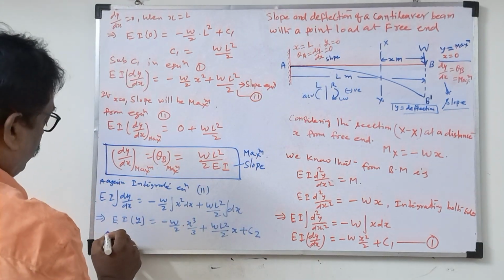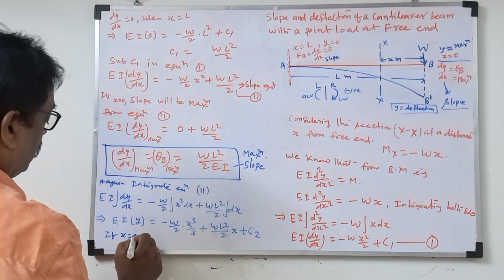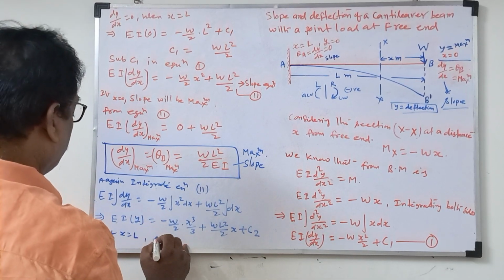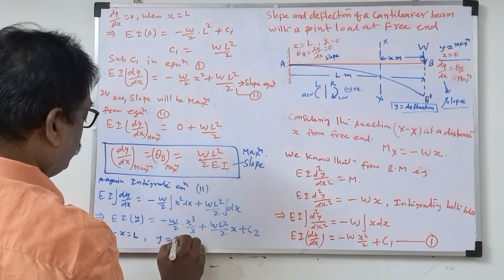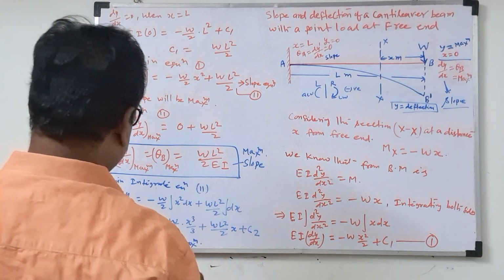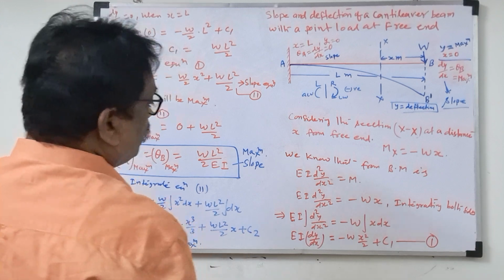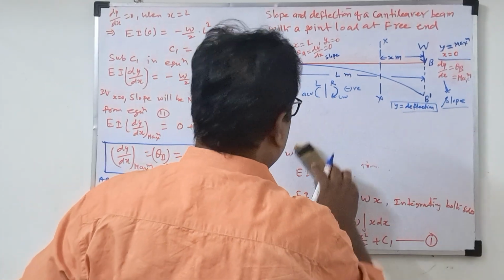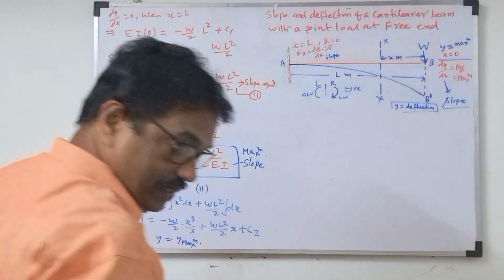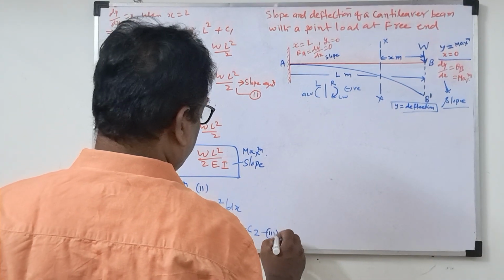So we will substitute x equal to L. Then what will be y? Y is nothing but the deflection. Then deflection, or y, becomes y maximum when x equal to L. So you will get the C2 value and substitute in this equation. Now I will write again. So now substitute in this equation. Give it equation number 3.